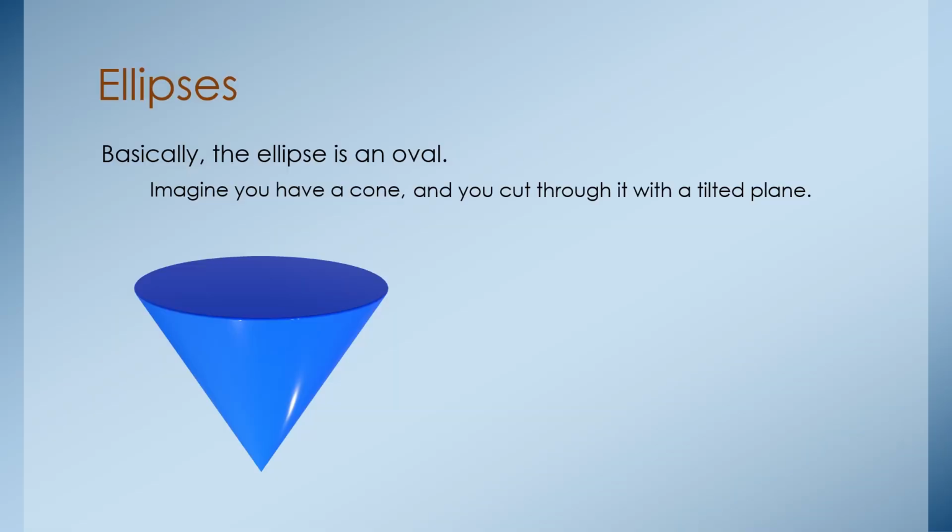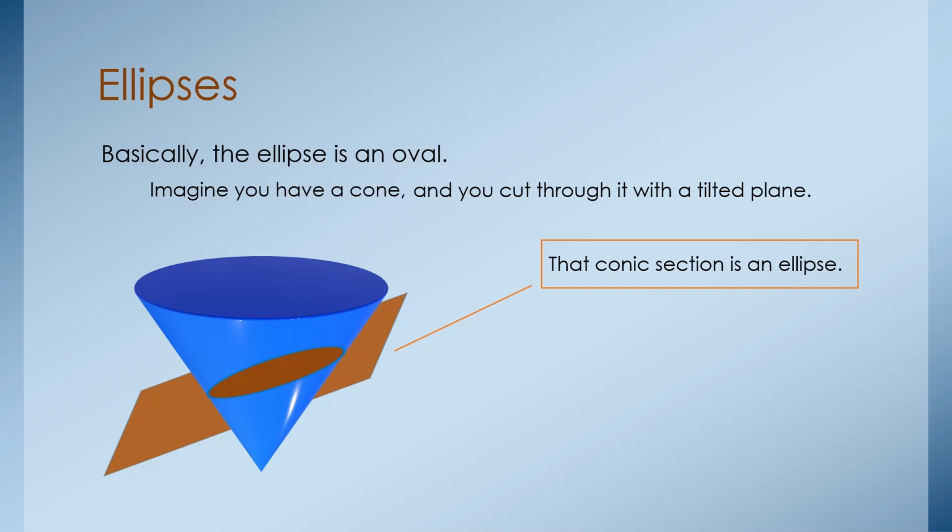And the last one, the ellipse. The ellipse is an oval. The points are not at the same distance from the center. How do you make one? Imagine you have a cone shape, and cut through it at a tilted angle. That cross section is an ellipse. And that was it. A quick and easy introduction to plane geometry.